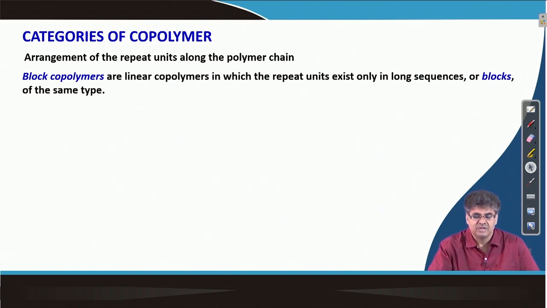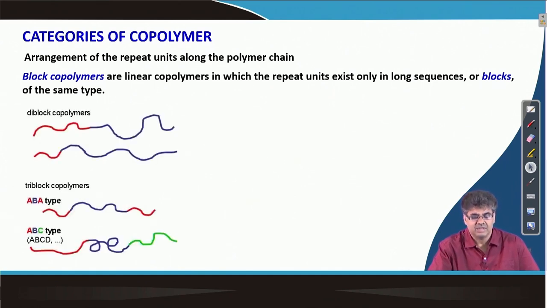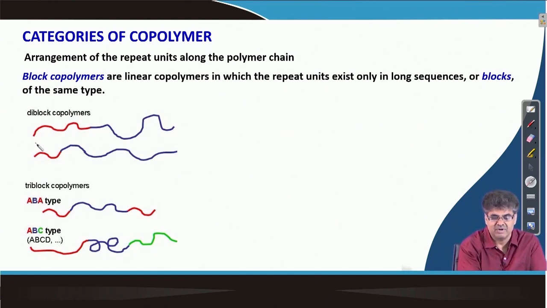Block copolymers are linear copolymers in which the repeat units exist only in long sequences, or blocks, of the same type. For example, in this case, a diblock copolymer is schematically shown. This red color is one block and this is another block. So, basically the repeat units here exist only in long sequences or blocks. Similarly, this is one block and this is another block. So, the block lengths are varying in these two cases.